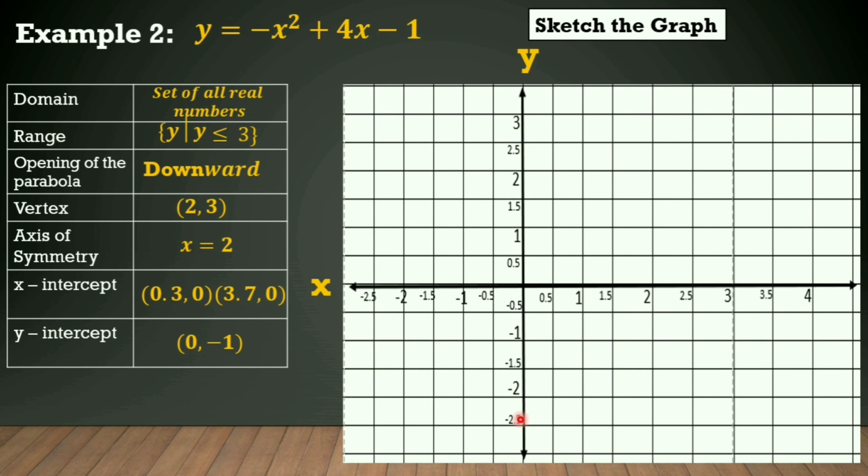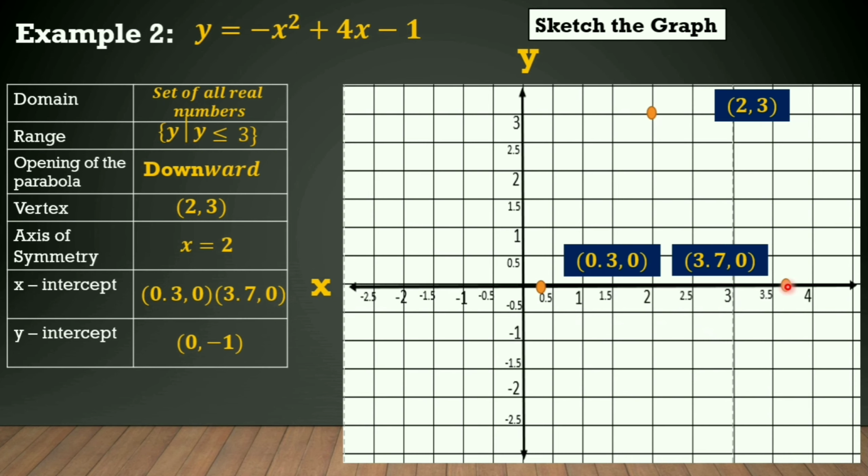Ika-graph na natin siya. This is the y-axis, the horizontal line is the x-axis. So, una, ipa-plot lang natin or i-allocate lang natin yung vertex 2 and 3. So, positive 2, positive 3. So, andito sa taas. Yan yung vertex natin. Tapos, yung x-intercept natin, 0.3 at saka 0. So, it's either na andito ang banda, yung 0.3. Yan. Then, 0. Then, 3.7. So, 1, 2, 3. So, ito yung 3, 3.5. So, it's either nandito banda yung 3.7 naman natin.